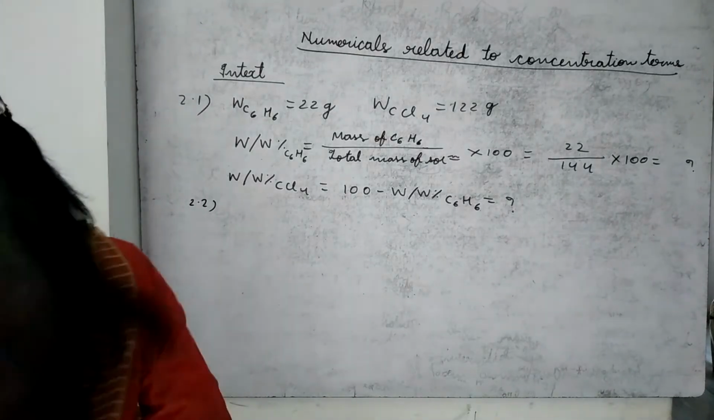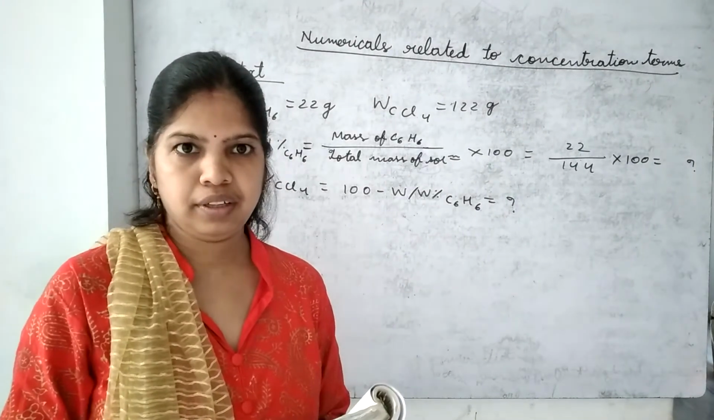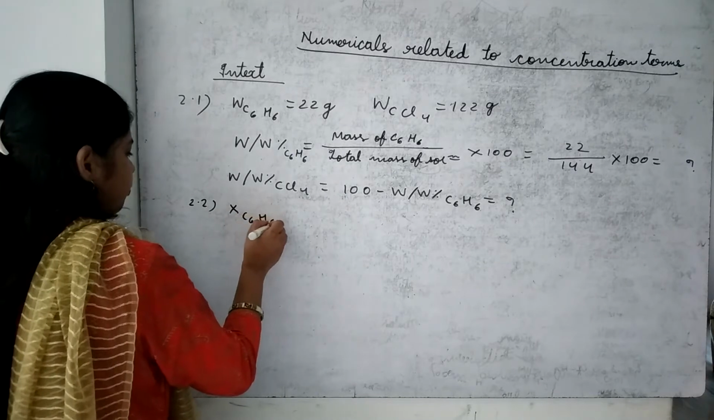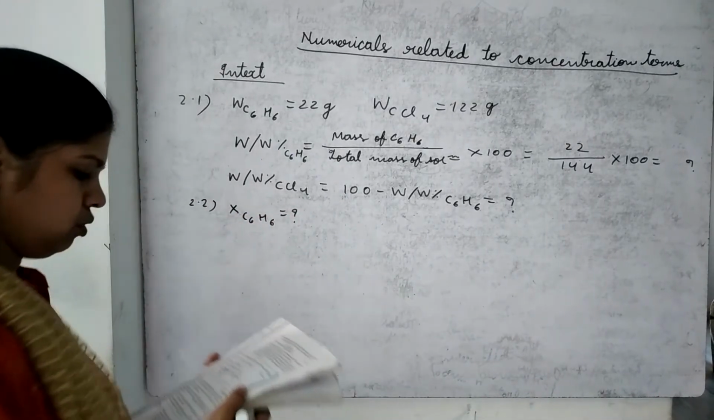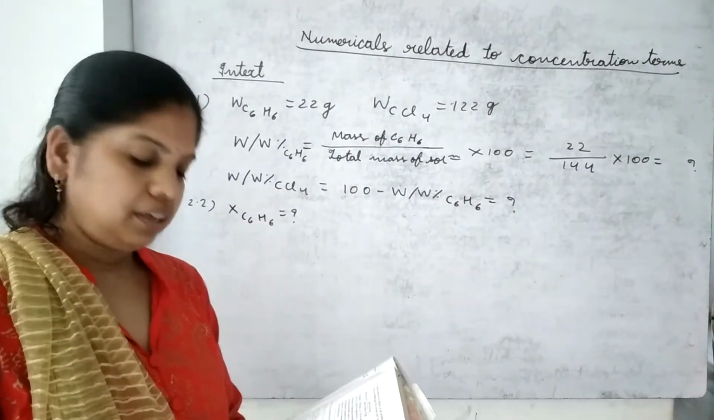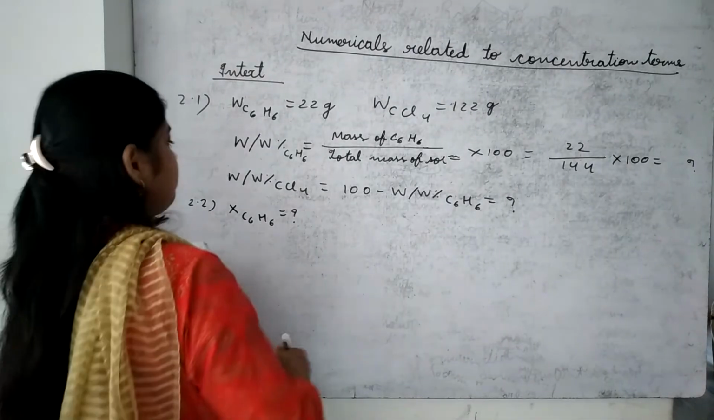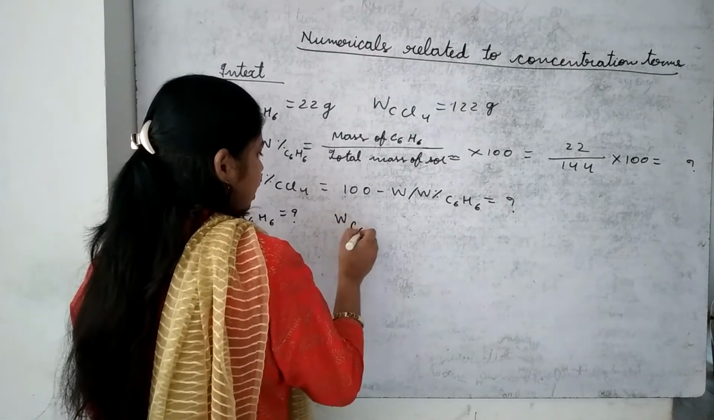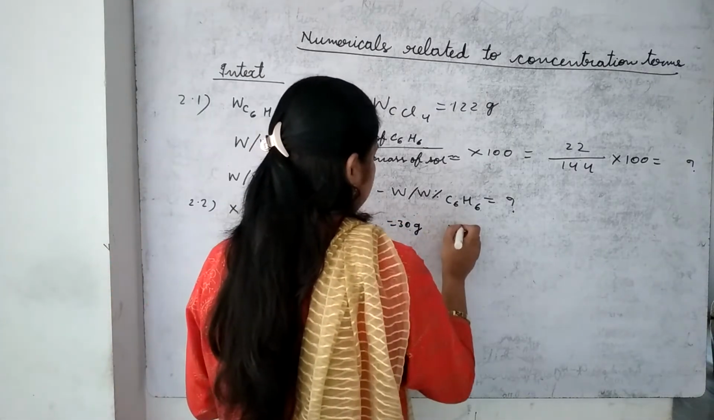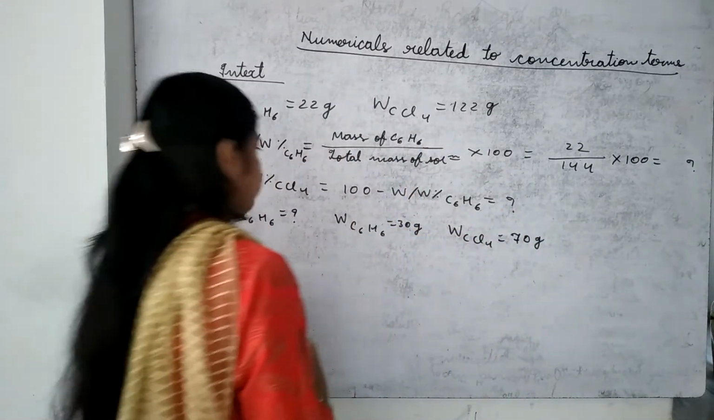Second, number 2. Your question is: calculate the mole fraction of benzene. Here we are going to find the mole fraction of benzene. Now, the solution is containing 30% benzene by mass in carbon tetrachloride. 30% by mass means the mass of benzene is 30 gram and the mass of carbon tetrachloride is 70 gram.